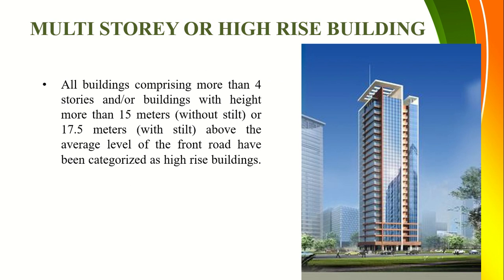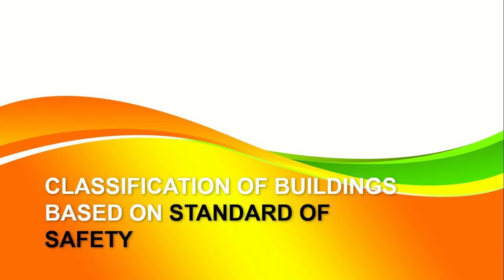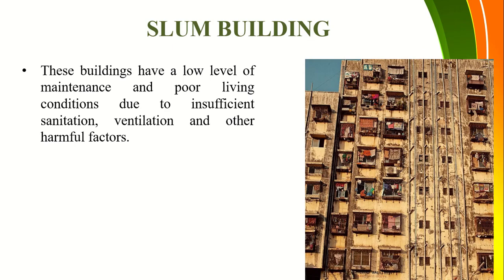Next comes multi-story or high-rise structure. So obviously the name itself is telling high-rise. All buildings which are having more than 4 stories, 4 floors, you call it a high-rise structure, and the height will be generally more than 15 meters without a stilt. And if you are considering the stilt, obviously the height would be around 17.5 meters. This is measured with respect to the road level. The next classification is based on standards and safety. Means what is the maintenance level of that particular building.